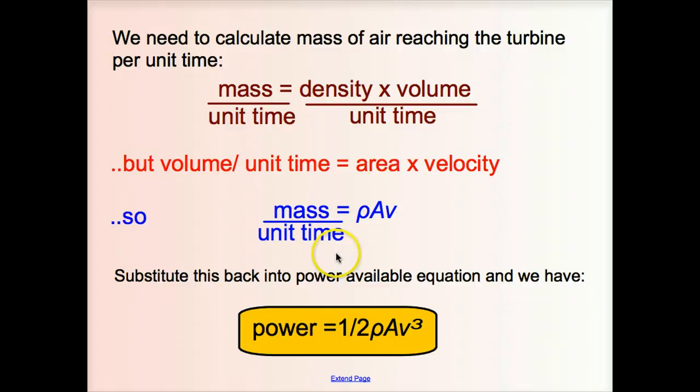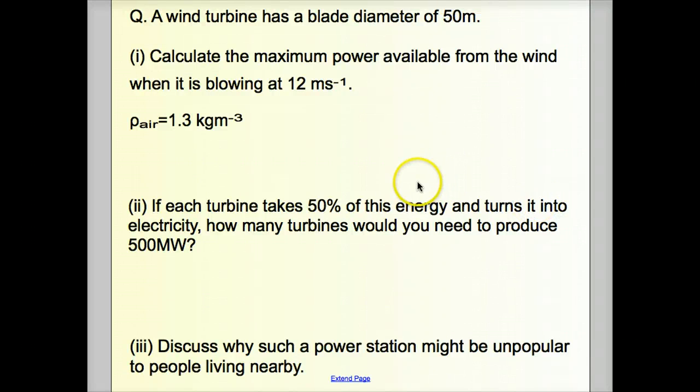So let's substitute this back into the power available equation, and we have power equals half mass, which is now rho AV, half rho AV times V squared. So we end up with V cubed. So the maximum power available is half times the density times the area swept out by the blades times the velocity of the air cubed. So let's do a calculation.